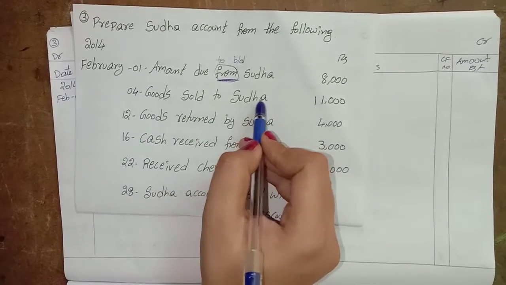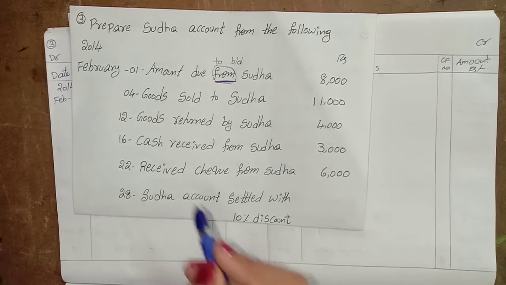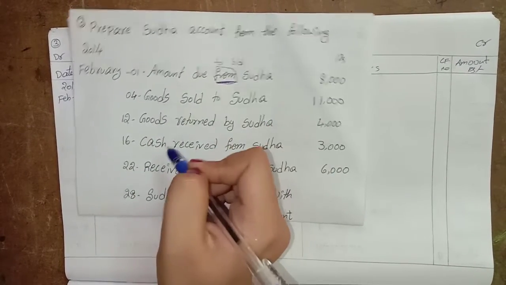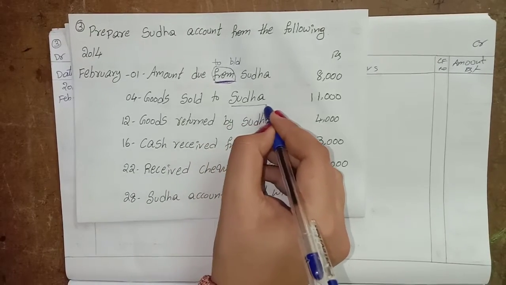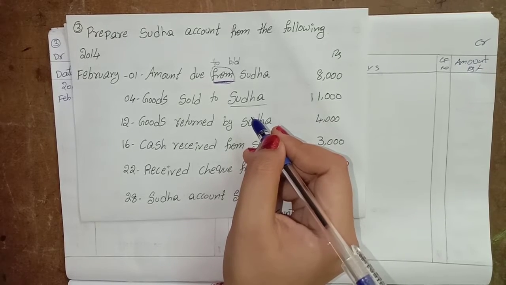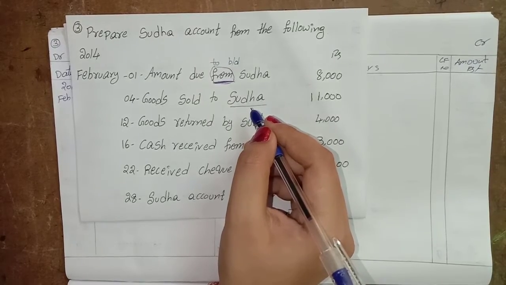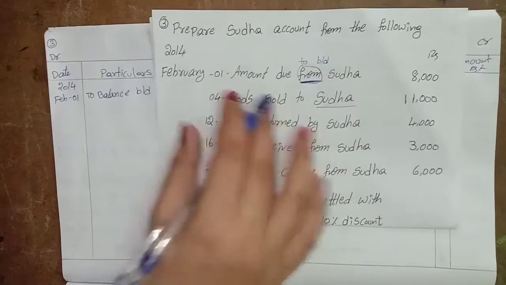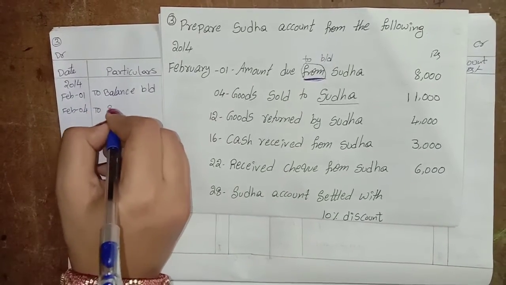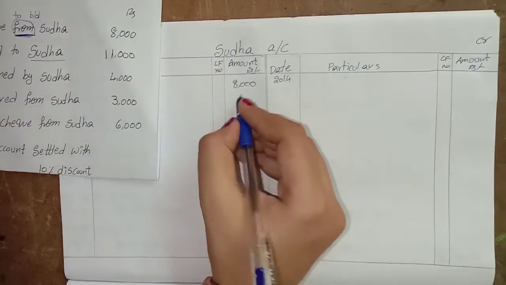And next, the next transaction was held on February 4. Goods sold to Sudha. What is the journal entry for that? Sudha account debtor to sales account. This is a credit sales, so the name of a person has been given here. Sudha is in debit. So we have to enter to sales in credit column. February 4th, to sales account. How much? 11,000.